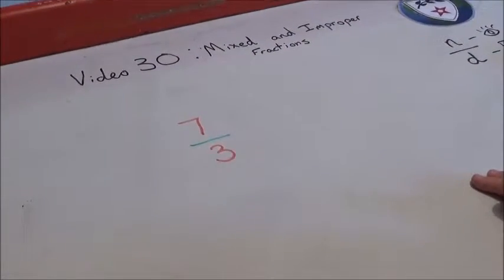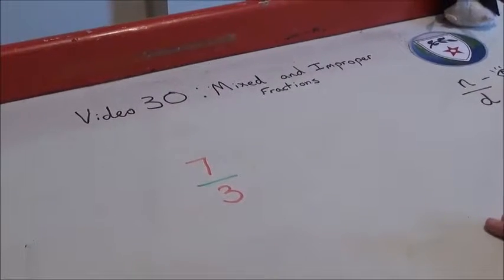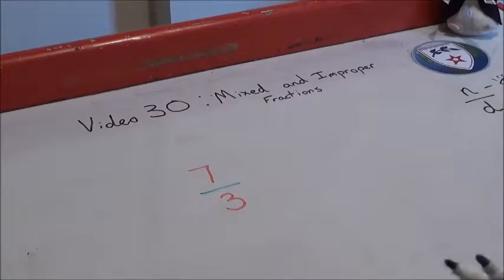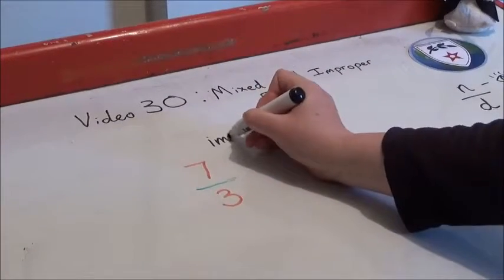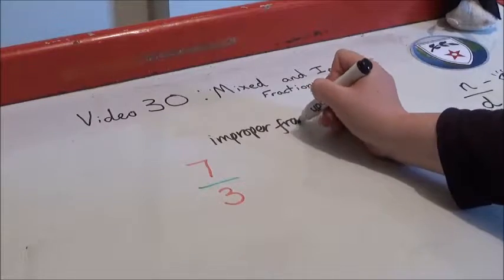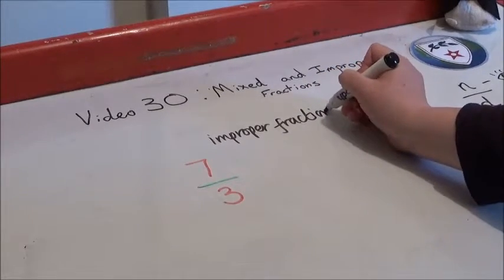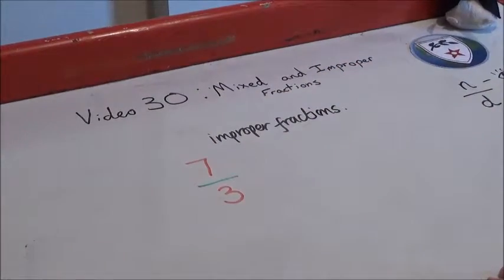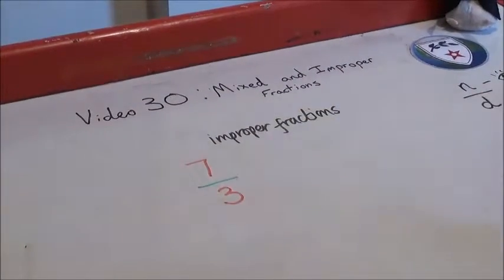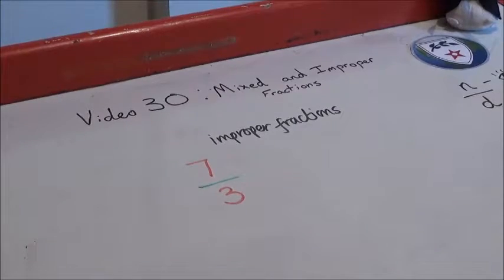A long time ago, in the olden days, they used to call them top-heavy fractions. We don't call them that anymore. We call them improper fractions. I'm just going to put here, improper fractions. We can actually turn improper fractions into mixed fractions or mixed number fractions, and I'm going to show you how we're going to do that.